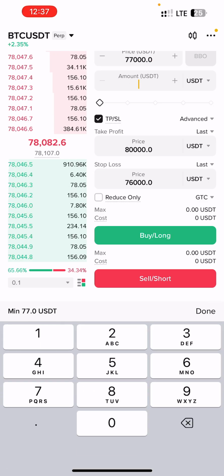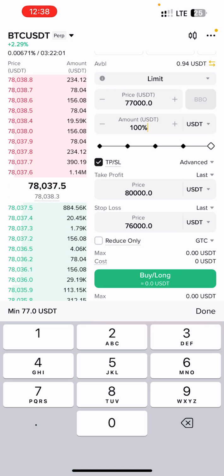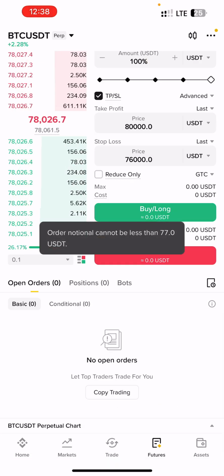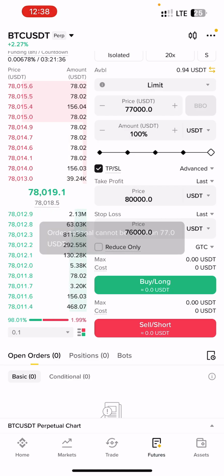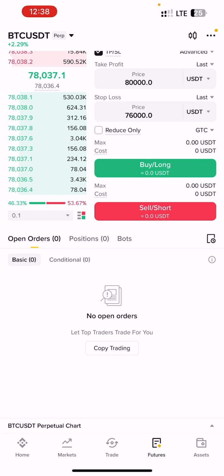I will just click buy like this. Yes, you can see I'm using this $0.49 to open the position. The order notional is less than 77 USDT, so I don't have enough capital here to be able to open the position. That is what it's telling me. But if the capital here were enough, immediately I click this, I would see my open position here and it would start trading.